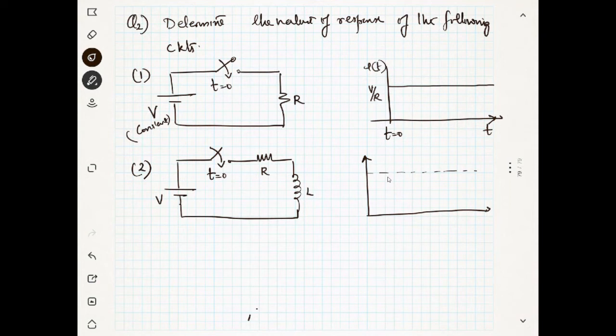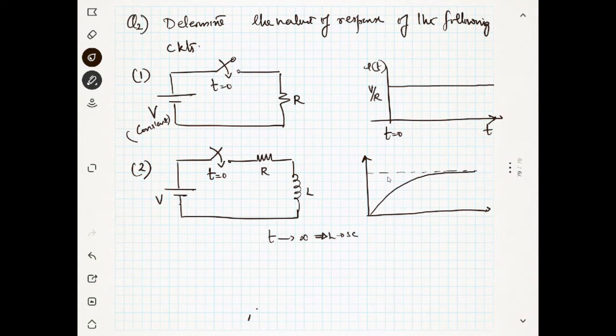As t tends to infinity, what will happen to the inductor? The inductor becomes a short circuit. That means your current will go high. That is the meaning, right? So it is increasing. Understood? So it has an exponential behavior. All these first order circuits have exponential behavior.